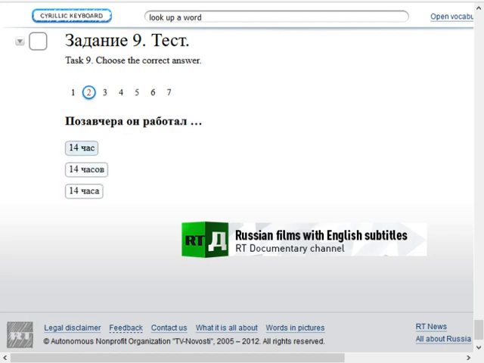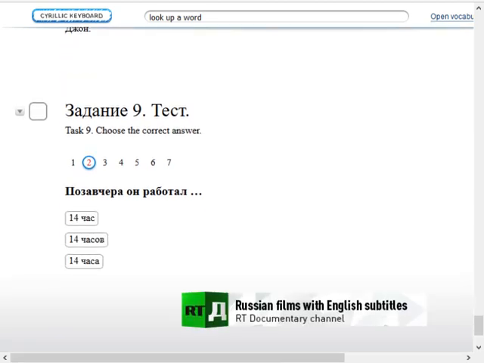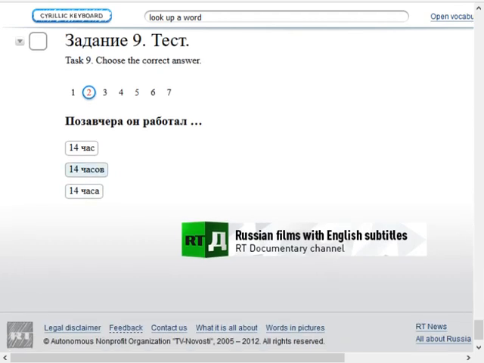So, okay. Позавчера он работал, so the day before yesterday, 2 days ago, he worked 14, well, we know it's 14, hopefully you remember it's 14 часа. No, wait, sorry. 14 часов. It's because it's one of those teen numbers. That's an exception. Normally something that ends in 4 would be часа, but because it's a weird teen exception, it's часов. So it's 14 часов.